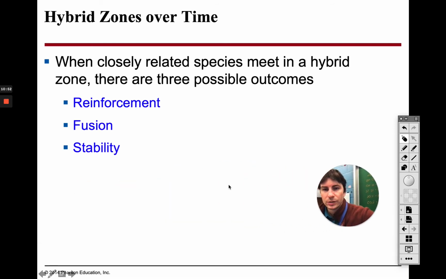So when closely related species meet in these zones, we have three outcomes. We have reinforcement, we have fusion, and we have stability. So we'll go through all of them real quick.